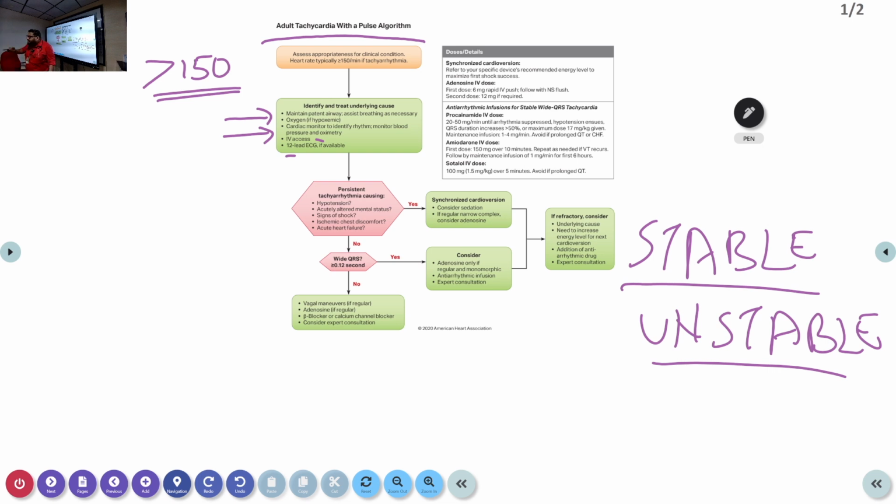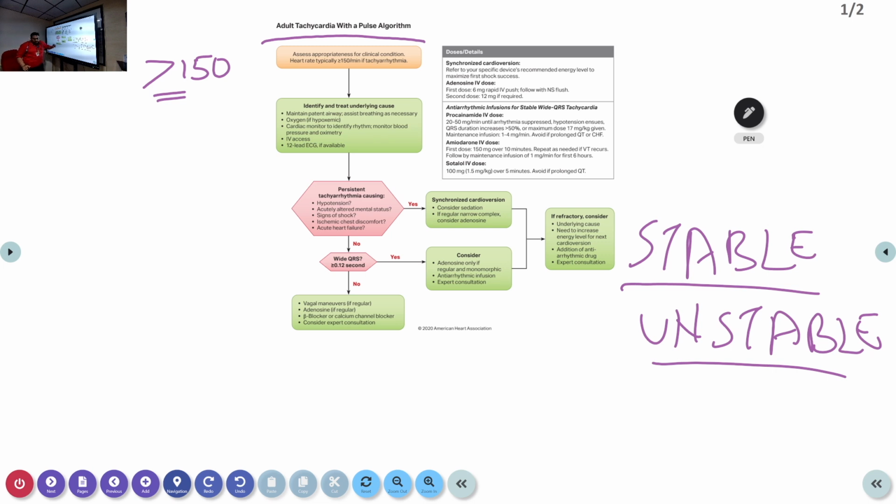A 12 lead ECG is always helpful for differentiating the type of tachycardia. We will be able to see the rhythm in the rhythm strip. But when you take a 12 lead ECG, we can see whether there is an associated myocardial infarction also. Myocardial infarction can also cause tachycardias. So we want to know whether there are any acute ST-T changes or not. This is the same for our bradycardia and tachycardia algorithm.